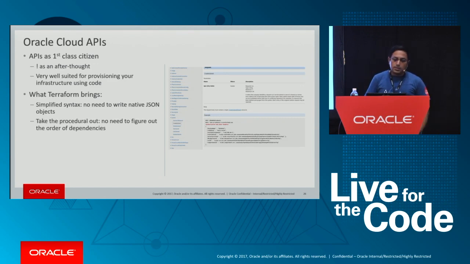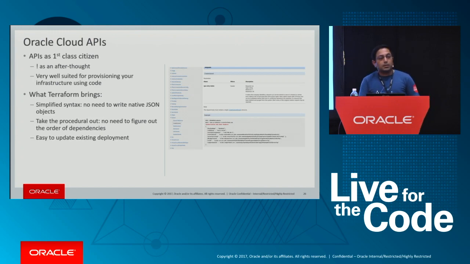The second thing that Terraform brings is that it takes the procedural aspect out. So you don't need to figure out, I'm going to be creating a compute, and I'm going to be passing it to this subnet, I need to access it, so I need to create the VCN first, then create the subnet, then set the security. It takes that procedural aspect out. So you say, these are the things I need to create. It figures out the order of dependency and the way in which these APIs need to be invoked.